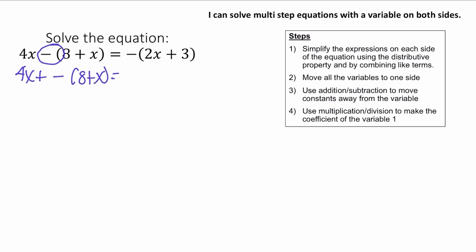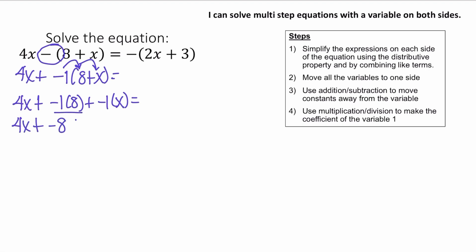Well, remember in algebra, we normally don't write coefficients of 1. Coefficients of 1 are just implied. So I can basically write that 1 in there, and that means that I'm distributing negative 1. So that gives me 4x plus negative 1 times 8 plus negative 1 times x. So this gives me 4x plus negative 1 times 8, which is negative 8, plus negative 1 times x, which is negative x.